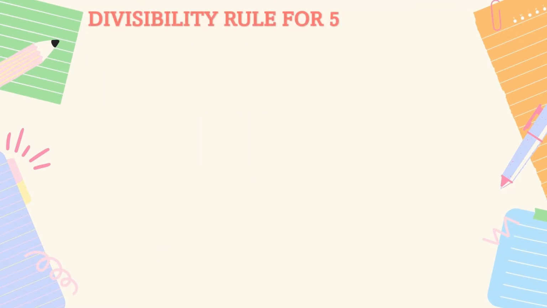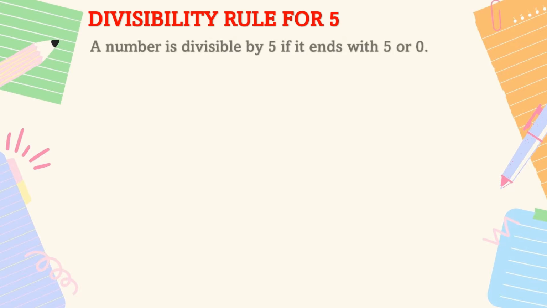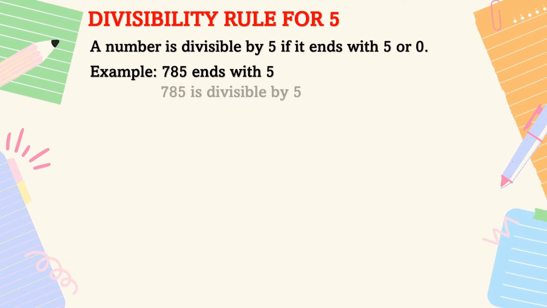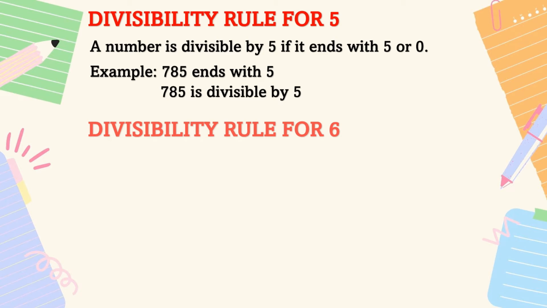Next is divisibility rule for 5. A number is divisible by 5 if it ends with 5 or 0. For example, 785 ends with 5. Therefore, 785 is divisible by 5. Our next rule is divisibility rule for 6.